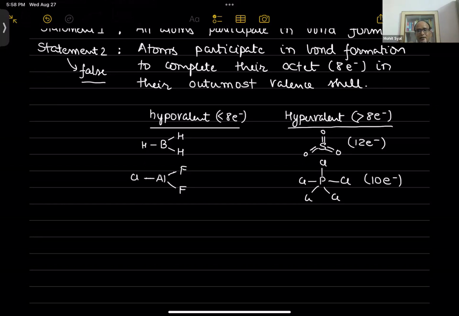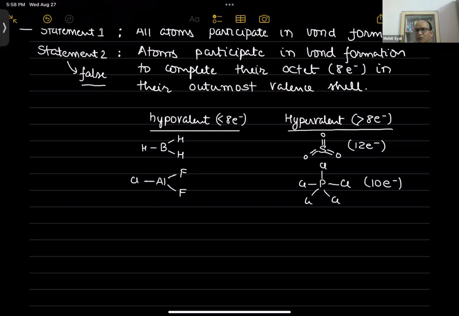So we start thinking, why do all the atoms form bonds? What will you say? They form the bond because they want to complete the octet. Got it? But that is not the case. There are certain atoms where the octets are not completed, or they may go beyond 8 electrons. Is it clear? Yes, sir.